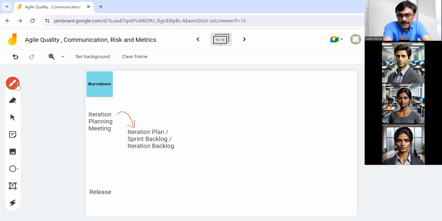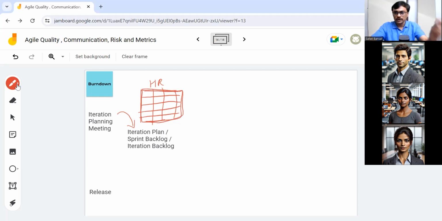Now, this iteration backlog will have various elements. So you call them issues, you call them stories, you call them tasks. So they are there. Yeah. And all these work items will get estimated probably in hours, sometimes just in story points, and there will be people assigned to it. And you want to finish them in 2 weeks. Yeah, this is your iteration backlog.